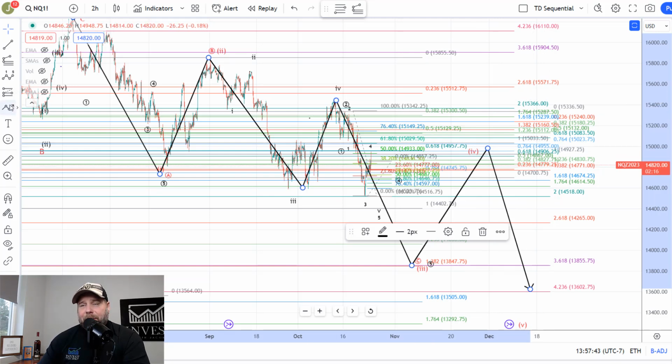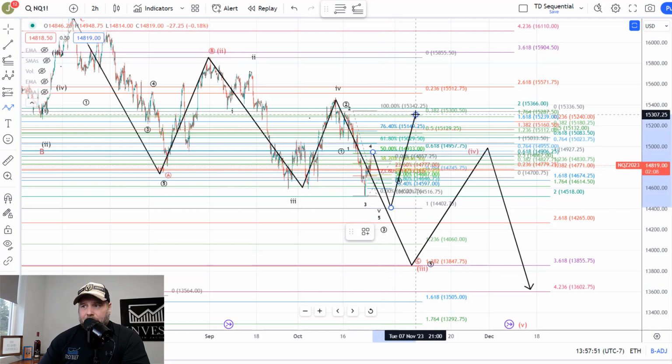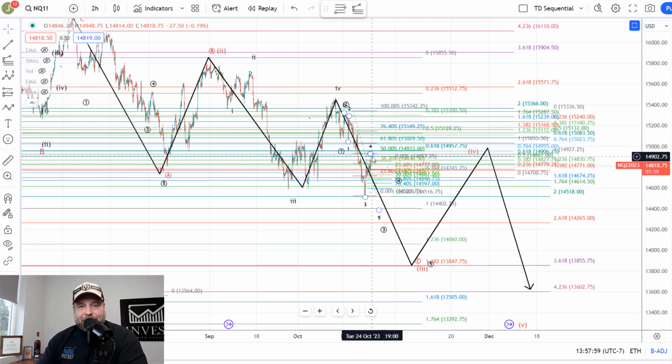The other possibility for the bulls, but I don't think it'll line up well with ES, is that they could come down here toward the 1.0, hold that area, and then go higher from there. So that 14402 area is a bullish area to hold if they can do that and create a 5-wave structure. Again, I don't love that because I don't think it lines up well with ES, but it is a possibility.